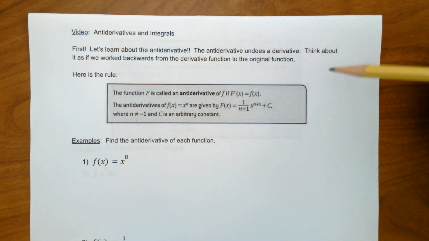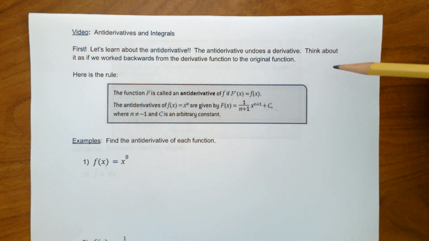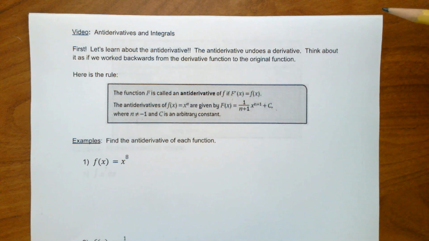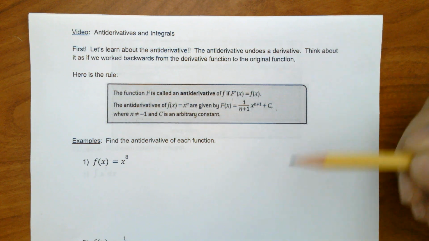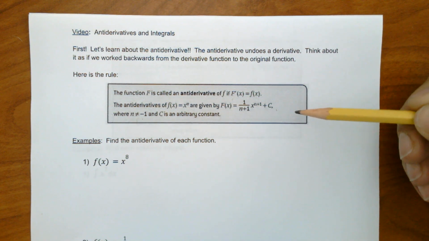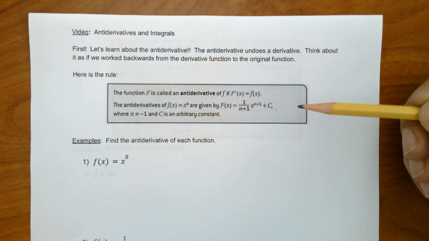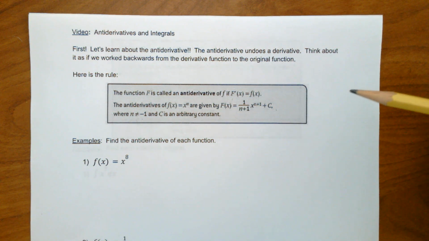First, let's learn about the antiderivative. The antiderivative undoes the derivative. So think about it as if we worked backwards from the derivative function to the original function. I do give you a rule, but I think going through an example and then going back to the rule and saying this is what we did here might be a little bit better. So let's go to the example first.